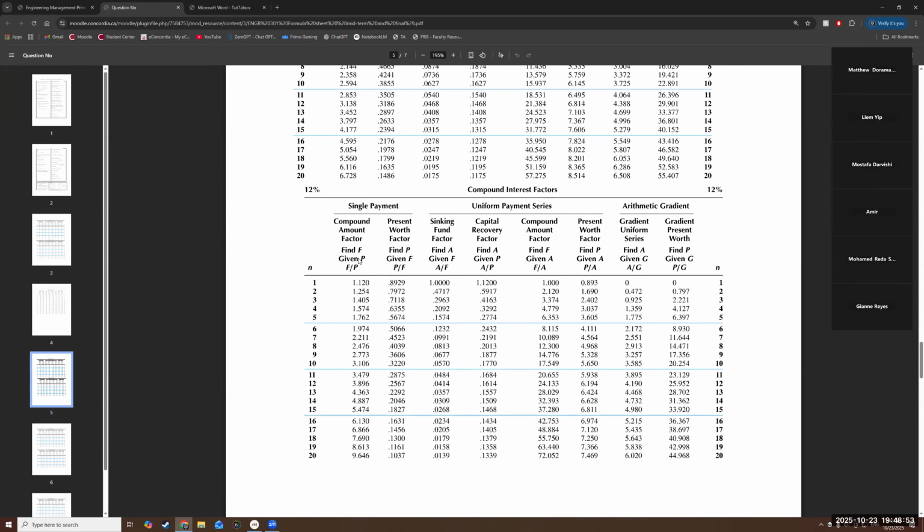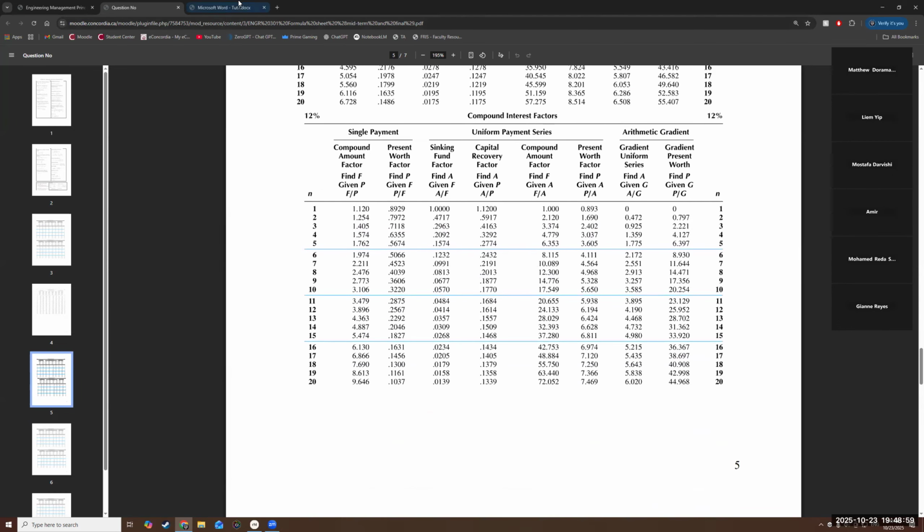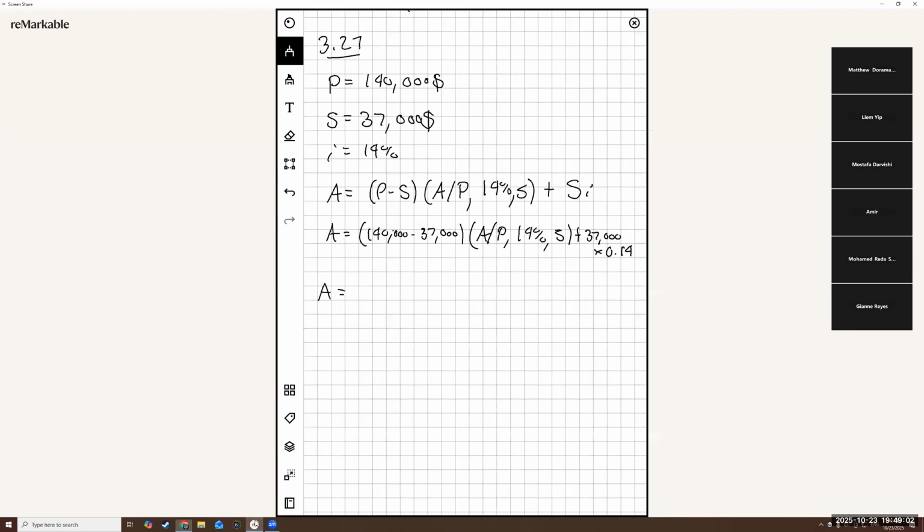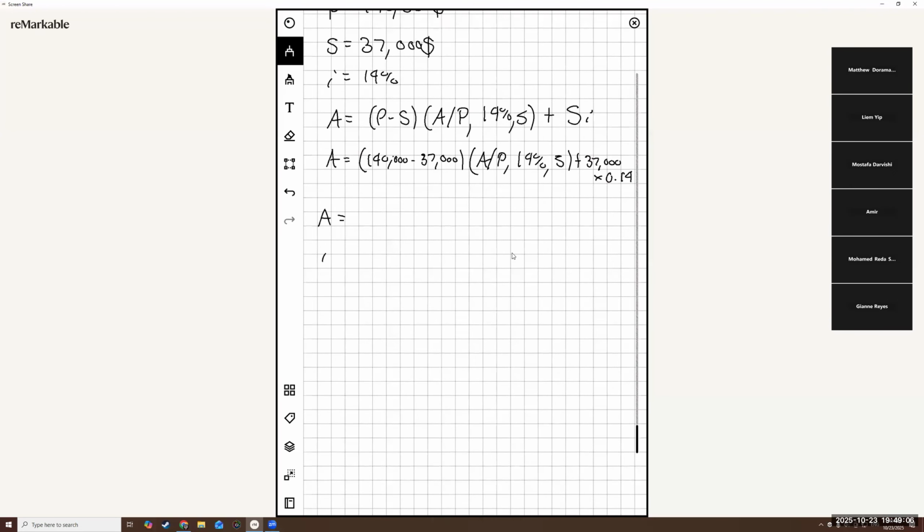We can interpolate the value, which I will show you how to do. So just to be clear, we are looking for what is the factor here. What is A/B, 14% for 5 periods? What is this equal to? We need it because it's in the formula over here.